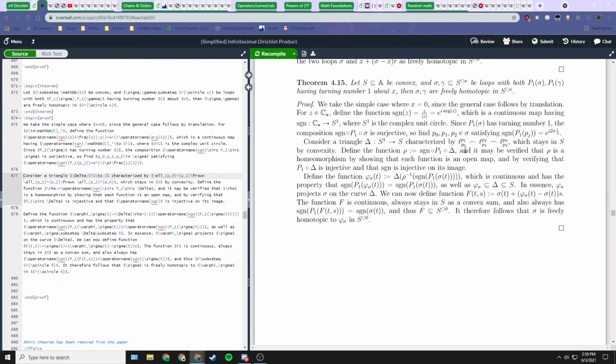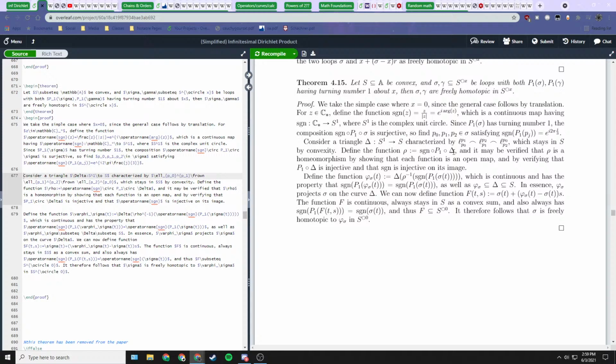So it can be verified that this rho function is a homeomorphism, actually. This function rho maps the unit circle, so the input is the input of delta, which is the unit circle, and the output is the output of the sine function, which is also the unit circle. So it can be verified actually that rho is a homeomorphism.